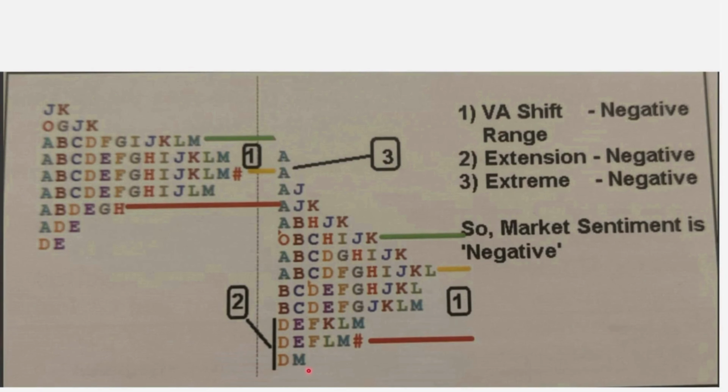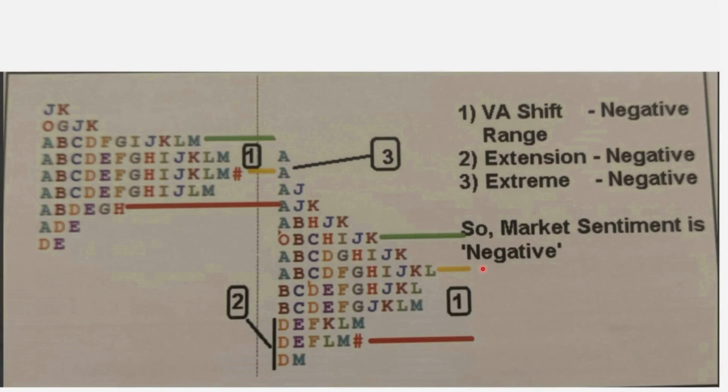So combining these three aspects, value area shift, range extension and extremes, gives us a clearer picture of market sentiment. If all three indicate negativity, we anticipate a bearish outlook for the day based on the past data. But we have to be flexible enough to change our bias based on the current day's developing value and sentiment by looking at the current day's activities.